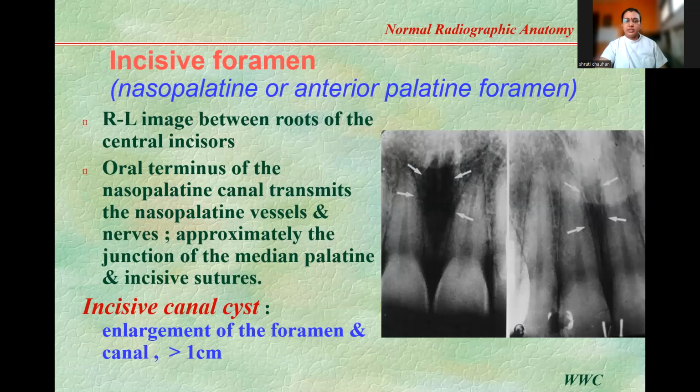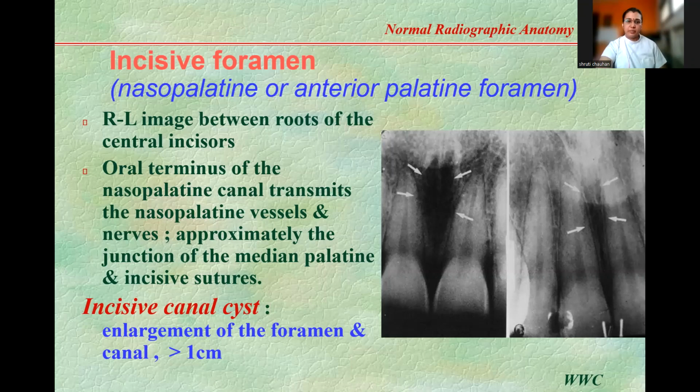The incisive foramen is also known as the nasopalatine or the anterior palatine foramen. It is a radiolucent image between the roots of the central incisors. It is the oral terminus of the nasopalatine canal, which transmits the nasopalatine vessels and nerves approximately at the junction of the median palatine and the incisive sutures.